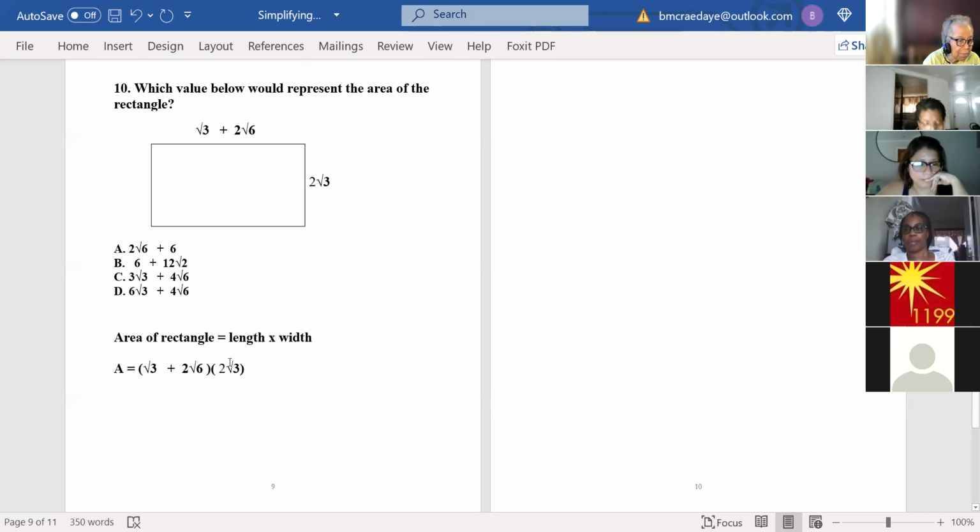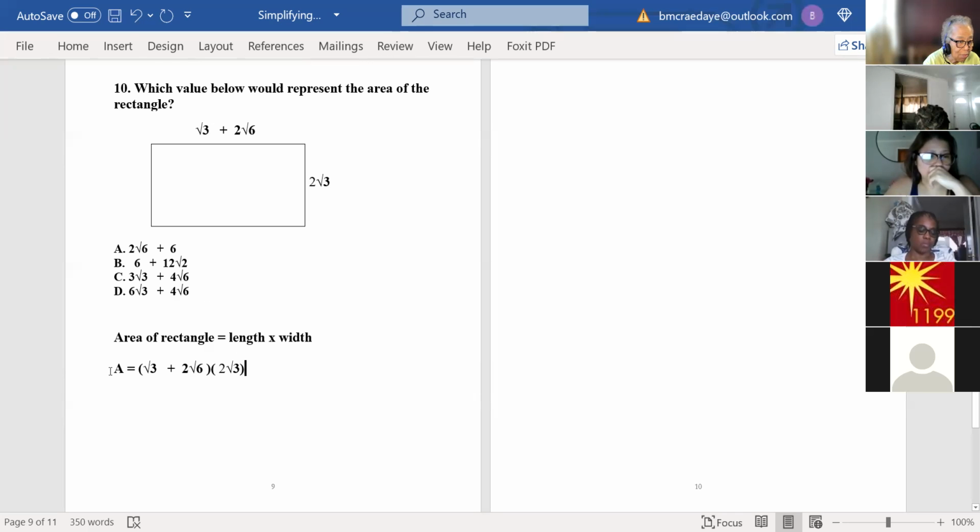Multiply 2 times square root of 3 times square root of 3, and then 2 times square root of 3 times 2 times square root of 6. So therefore, we're doing distributive properties. Yes, because you're multiplying this radical by this radical and also by this radical.